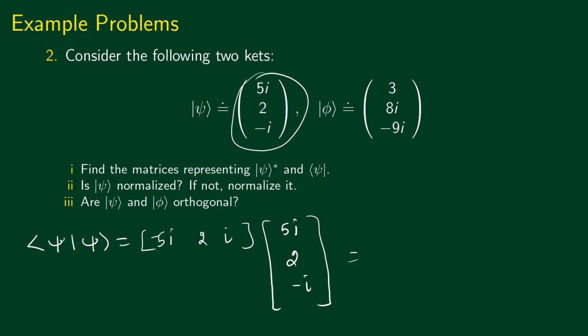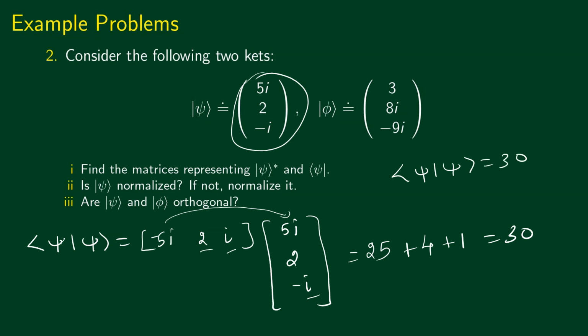We know how to multiply a row matrix by a column matrix. We get minus 5i multiplied by 5i, which is equal to 25, because minus i multiplied by i is 1, plus 2 multiplied by 2, that is 4, and then i multiplied by minus i is 1. This is equal to 30. So we see that bra psi ket psi is equal to 30, which means that it's not normalized. If it was normalized, we should have bra psi ket psi equal to 1.